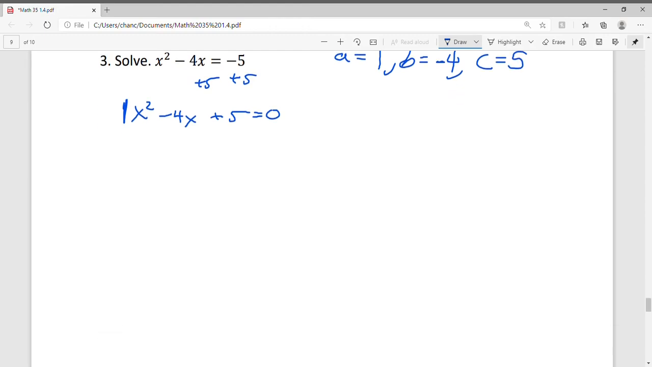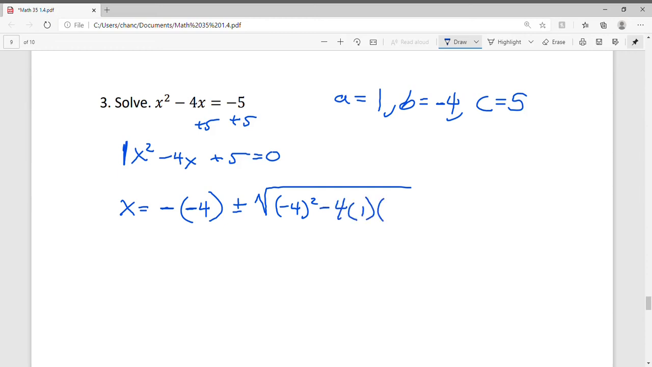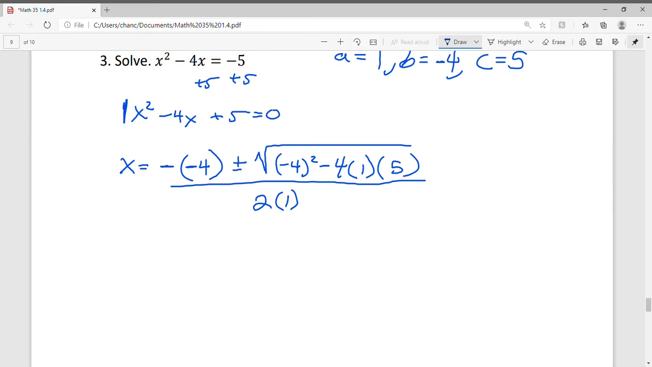So here I have x equals -b, b is -4, plus or minus the square root, b squared, which is -4 squared, minus 4 times a, which is 1, c is 5. Divide that by 2 times a, which is 1. Now be careful, make sure that fraction is going all the way up to that equal sign. Some people make the mistake of just putting it underneath the radical. Don't do that.